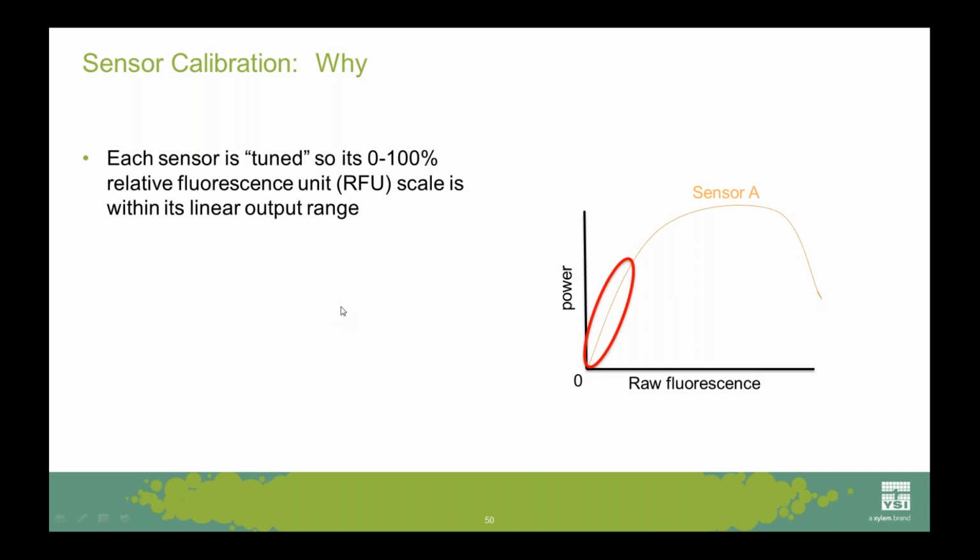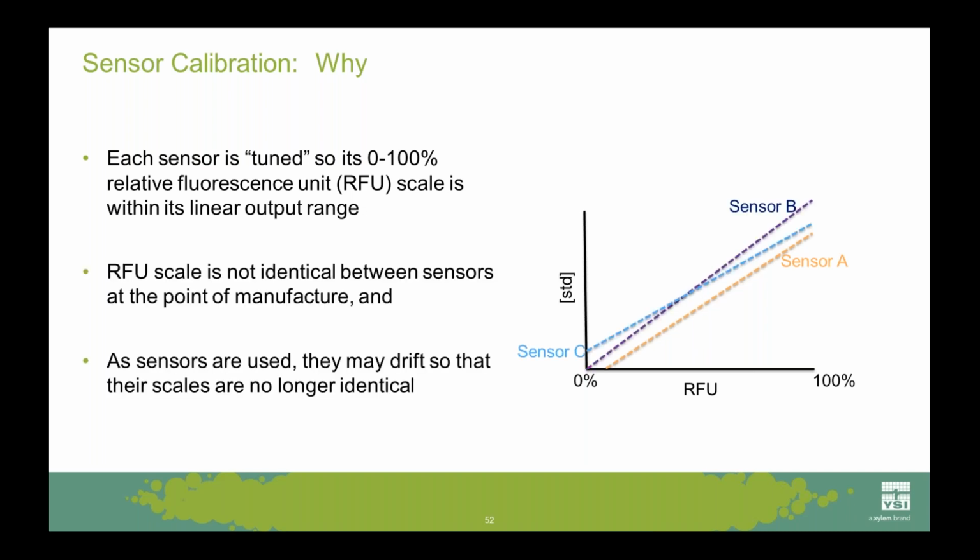So that means that every sensor has to be tuned, and we tune it so that there is a scale of 0 to 100% relative fluorescence units. So what we're doing is snapping this region to be that 0 to 100% range in the sensor for relative fluorescent units. Now, although that RFU scale is tuned at manufacture, it cannot be identical between individual sensors. And further, as you use a sensor, the output is going to drift so that sensors are no longer identical in their output.